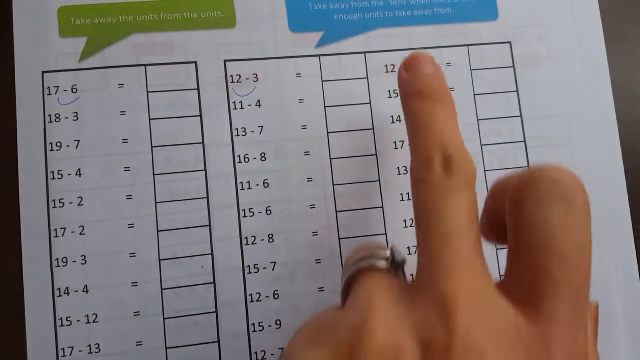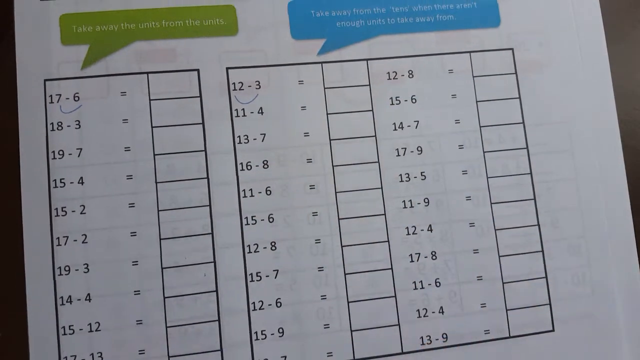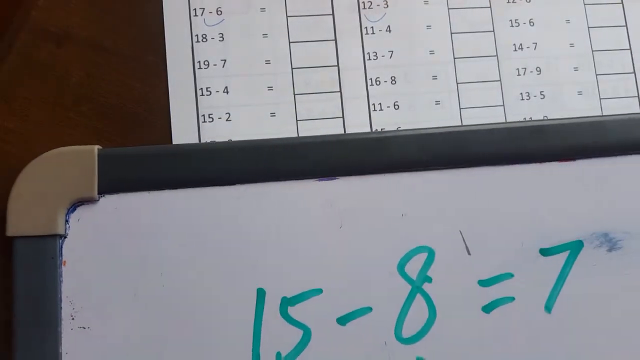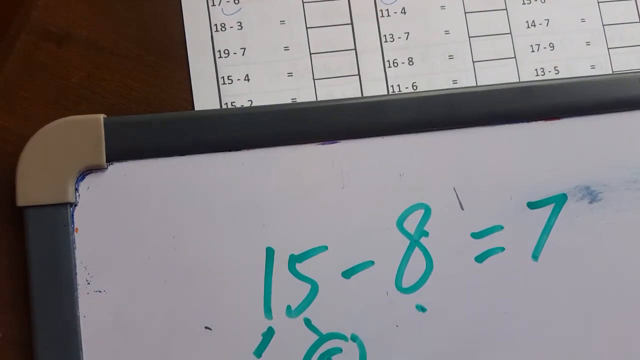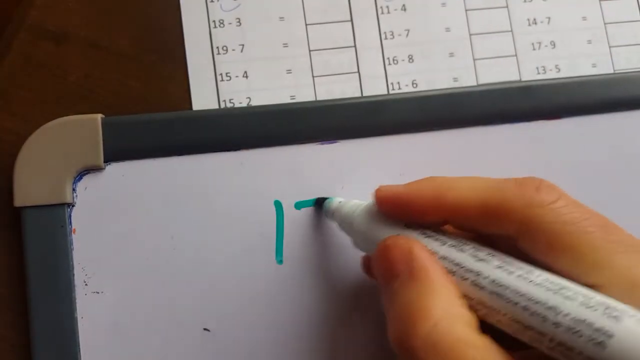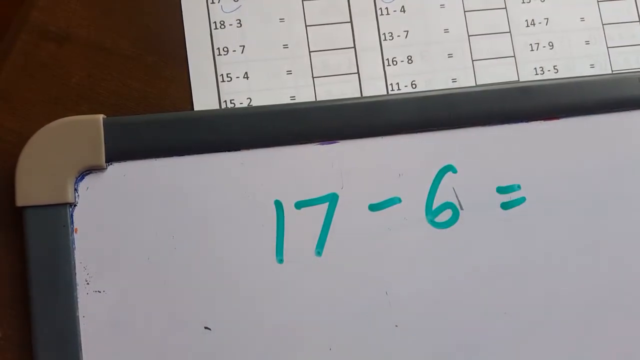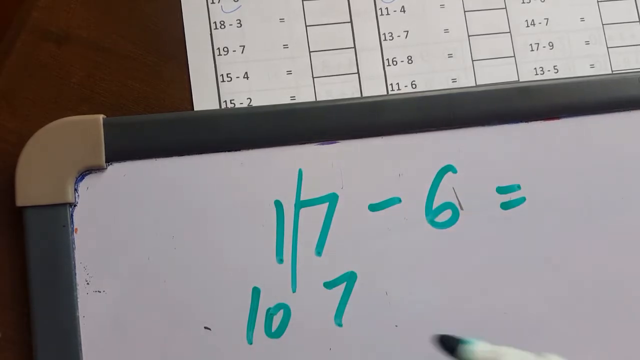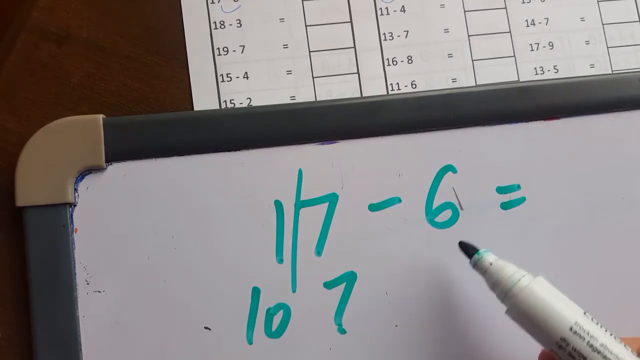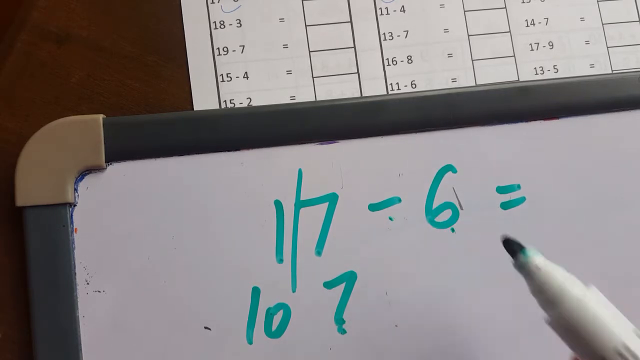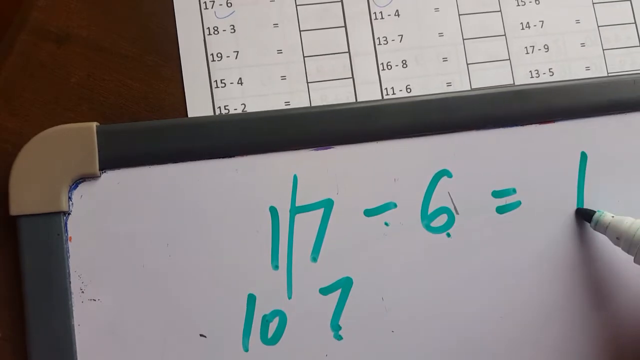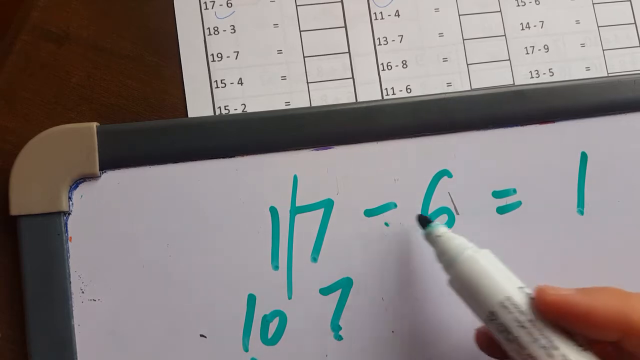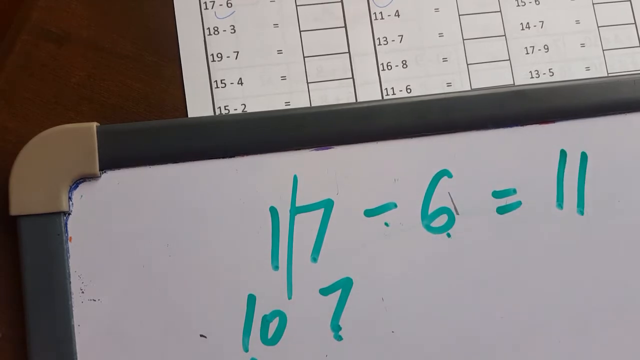This table is all you need them to partition. Before then, perhaps it might be better to show them how to do this question: 17 take away 6. As always, we do unit take away unit. Partition this into 10 and 7. Is 7 enough to take away 6? Yes, so unit take away unit. 7 take away 6 is 1 unit. And £10 take away nothing is £10. 10 add 1 is 11.